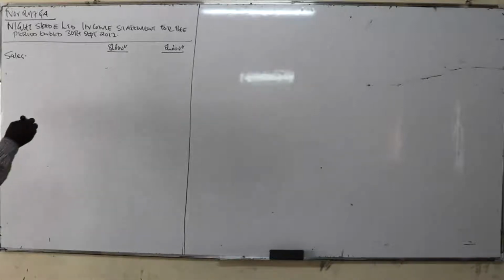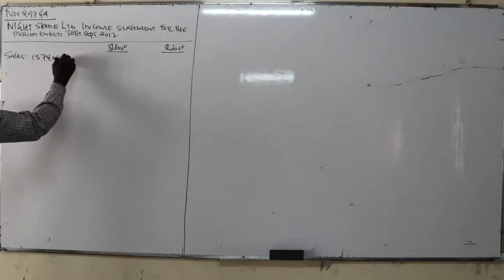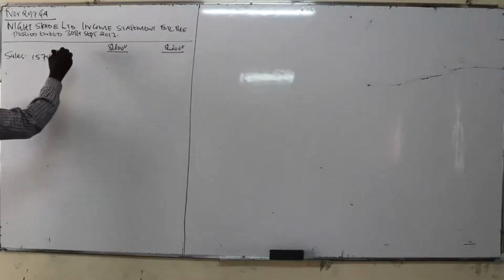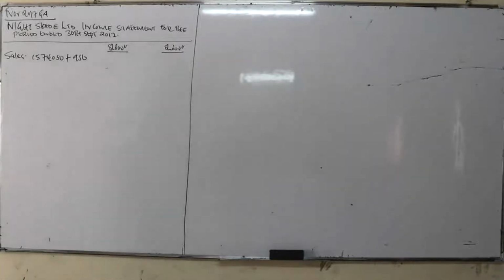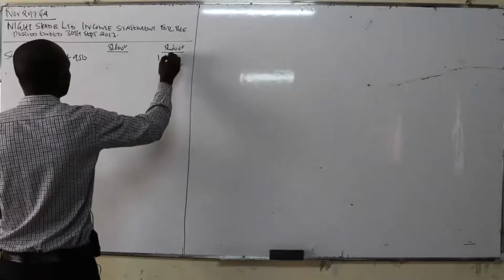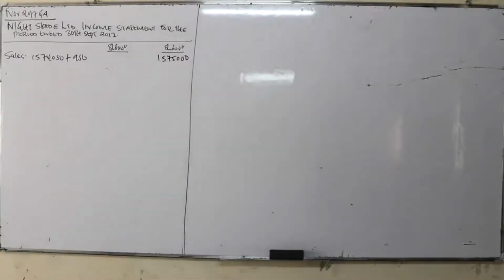1,574,000. So 1,574,000 plus the one that is omitted, how much? 950,000. So we're going to add this one. What do we get? 1,575,000, isn't it? And then we check if we have the return invoice. Return invoices are part of the sales that are being returned. We don't have return invoice in this question.